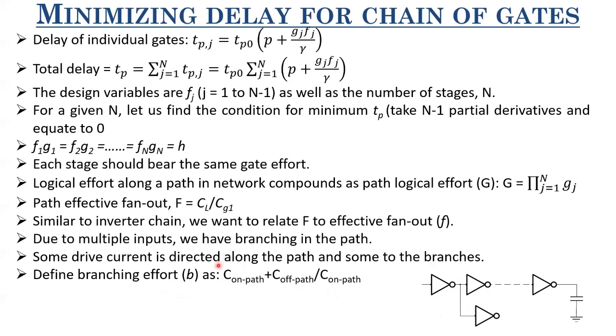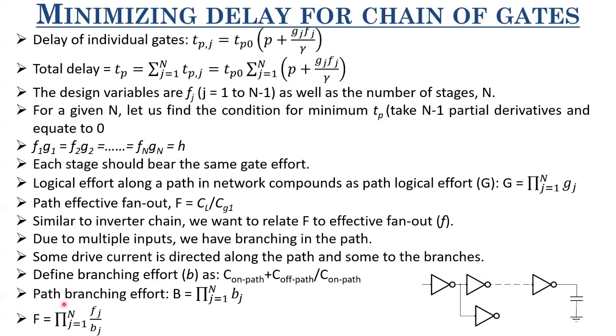This branching effort also compounds as a product when we go along the path. So this path branching effort, which is denoted by capital B, is nothing but the product of all these Bj along the critical path or along the signal path. Now, how can we relate this capital F to this small f? Here, this capital F can be related to this small f by this expression. This capital F, which is the path effective fan out, is nothing but the product of Fj divided by Bj. So you are simply considering only those fan outs which would have contributed in the absence of branching factors, right?